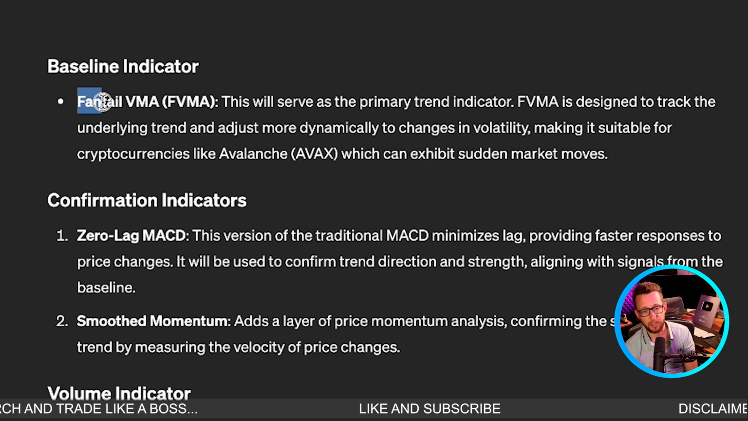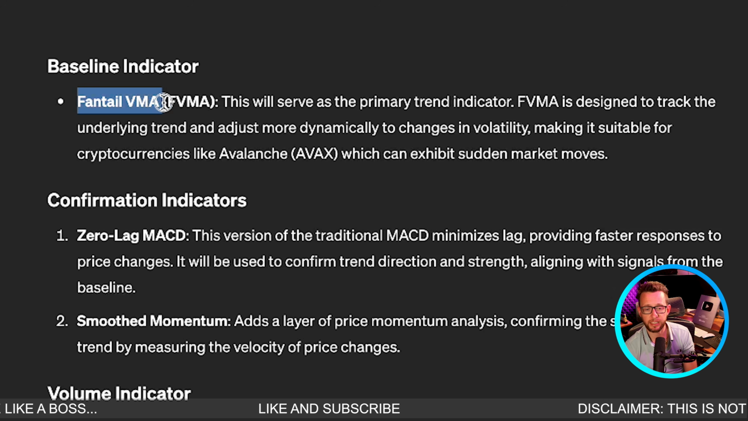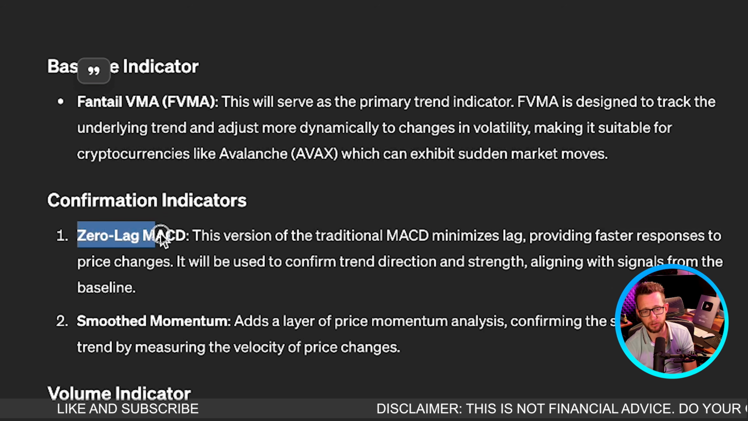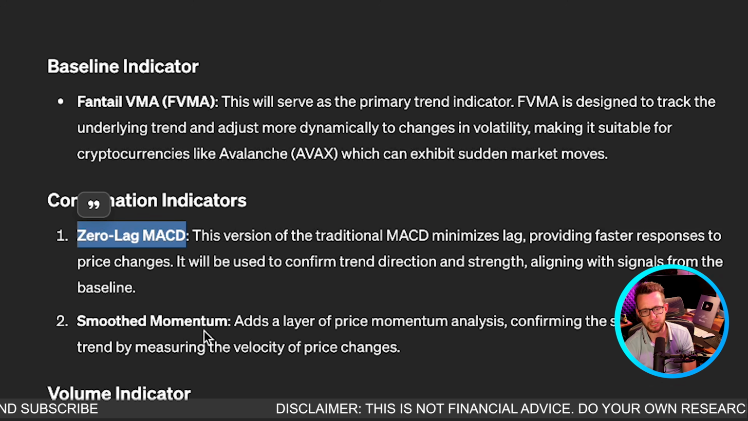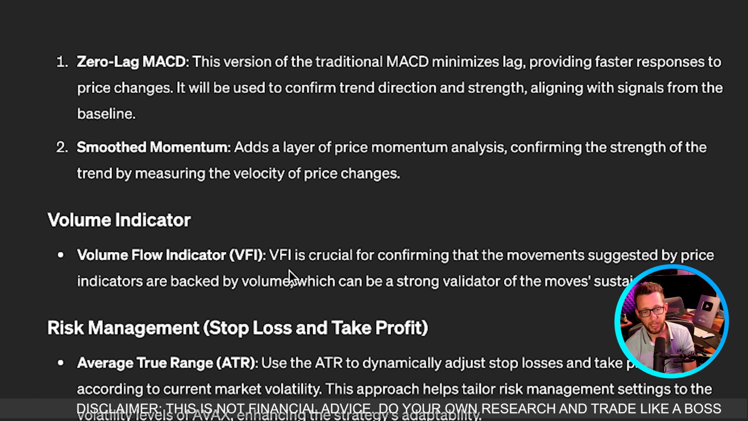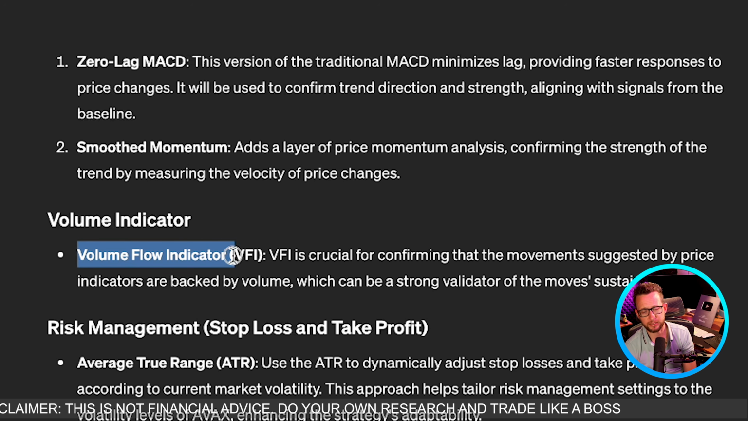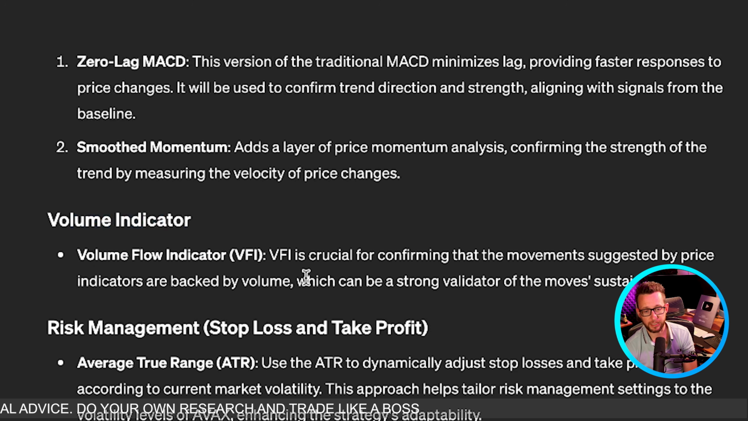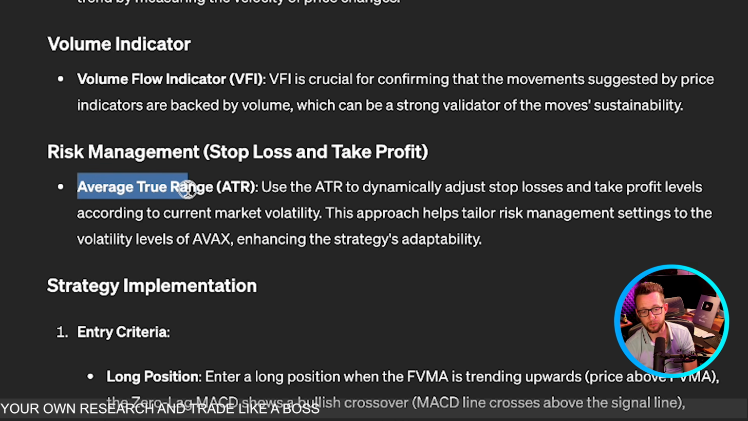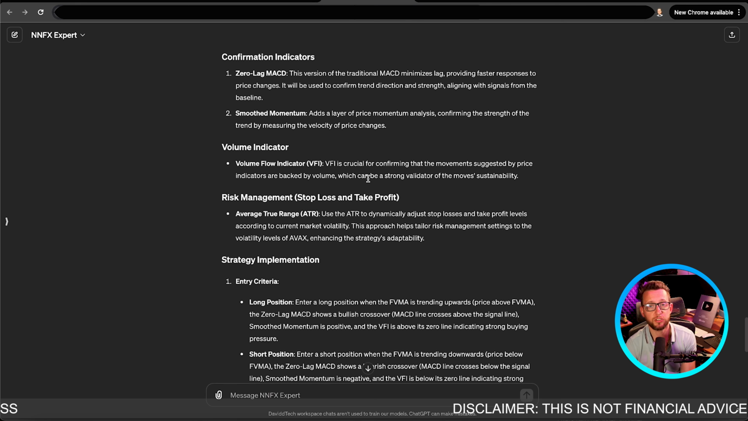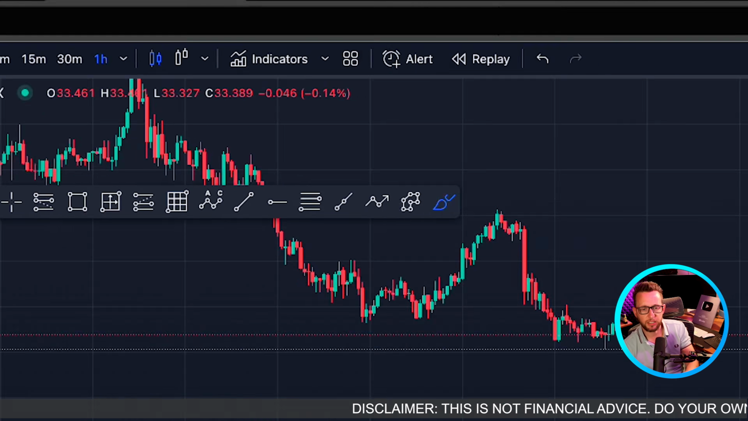We're going to be using the Fern Tail, which is a fantastic indicator for our baseline. I'm going to be adding that to the chart. We're going to be adding the zero lag MACD, which is one of ChatGPT's favorite indicators. We're going to be using the smooth momentum and the volume flow indicator, which is great because I use that quite often for confirming as our volume indicator. We're going to be using ATR as always for our take profit and stop loss. Right, let's add all of these indicators to the chart and then we'll code it into a strategy to backtest it. Right, okay, let's start adding the indicators.